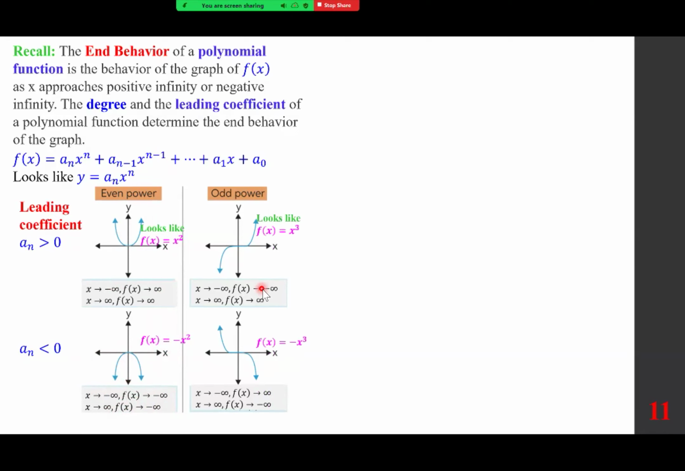Over here, in this case, it looks like x cubed. In this case, it looks like minus x cubed. In this case, when x goes to infinity, so does y. When x goes to negative infinity, so does y. In this case, when x goes to negative infinity, y goes to positive infinity. When x goes to positive infinity, y goes to negative infinity. So it is explained here.